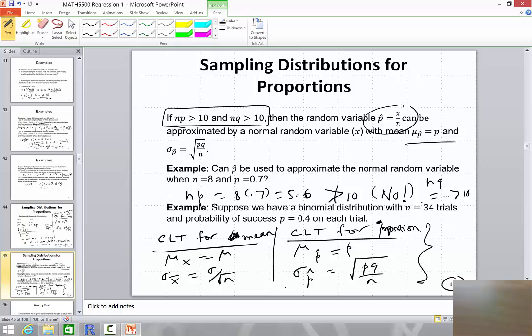How about here? n times p should be bigger than 10. In this example, n times p should be bigger than 10. You try, the q becomes 0.6, right? And then n times q also becomes bigger than 10, so you'll say yes. Okay, so let me show that to you here.